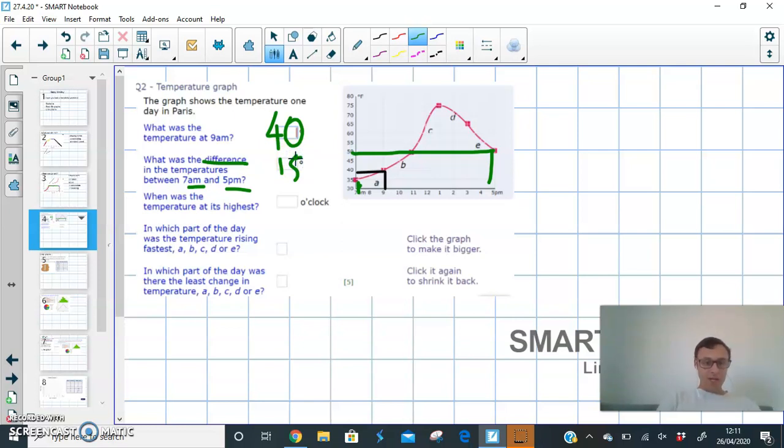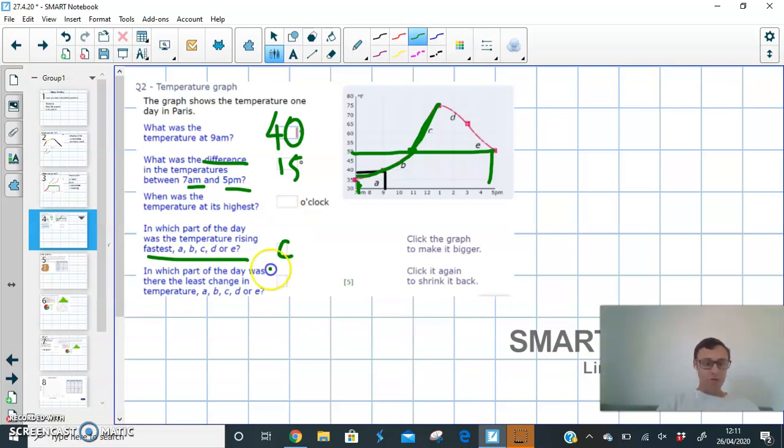Now I'm going to jump down to here. In which part of the day was the temperature the fastest rising? Well, you're looking for that steepest gradient, that steepest curve. And where is it the steepest? Now, we've got this point here, which to me looks the steepest because that's fairly flat. It's increasing slightly at point B, but point C, I would say, is the steepest of where its temperature is increasing.